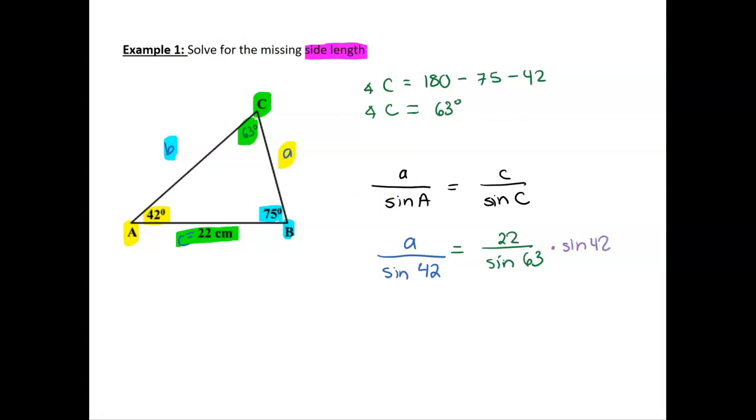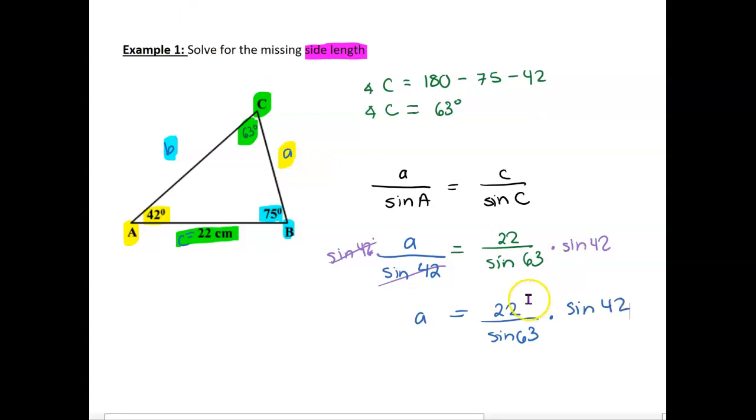Like so. That will eliminate the sine of 42 on the denominator here, so I can cancel those out. So the equation I'm using is therefore 22 over sine 63 times sine of 42. You can type in your calculator 22 times sine of 42 divided by sine of 63, or do this first and then multiply by sine 42. It doesn't matter. And that gives you that the side length of A is approximately 16.52 centimeters long.